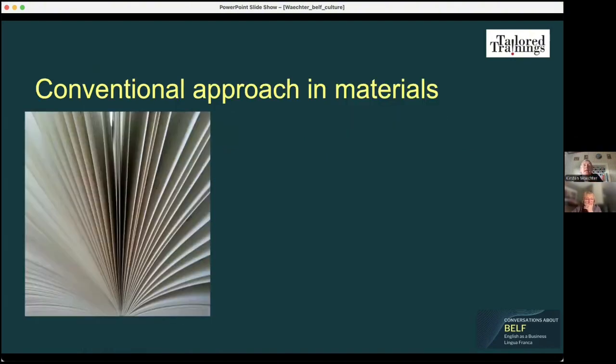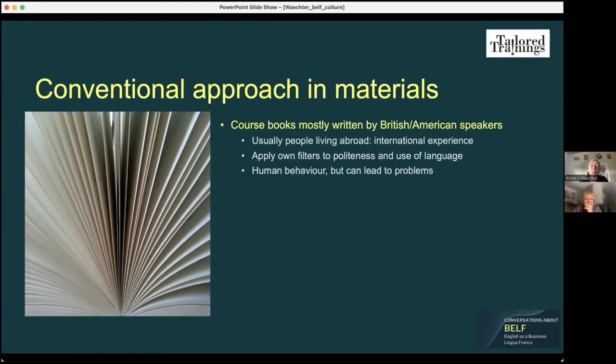Now, I've been in this business for roughly 25 years. And my experience when I look into materials, that is books, materials before ChatGPT and so on, is actually this. The stuff that I deal with, even if it's a German publisher, shows that course books are still mostly written by British and American writers. They are smarter these days. They use people who have been living abroad, who live abroad.